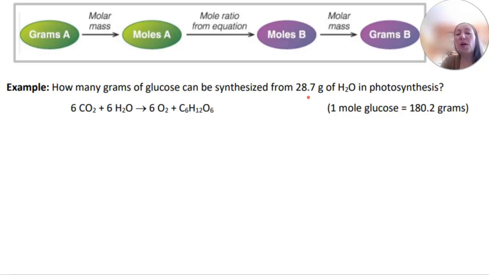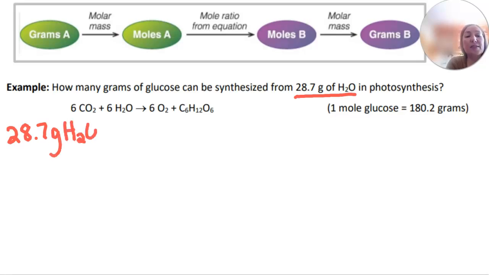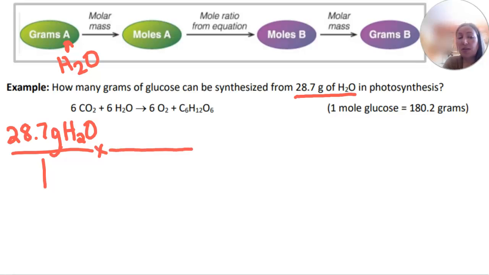Okay, so our known here is 28.7 grams of water. So we would really start with that. We would write down our known, 28.7 grams of water, and that's our compound A. We'll put that over 1. So our A is water. Then, just like we would normally do in a unit conversion, we would bring down grams of water into the denominator so that we'll be able to get rid of it.